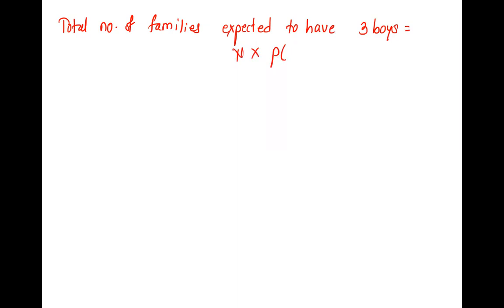The probability of 3 boys that has come, multiply it with the total number. So N is 800, right? Yes. 800 into probability of 3 boys, 0.3125. Multiply and find the answer. That will be the number of families. 250. So 250 such families will have only 3 boys.